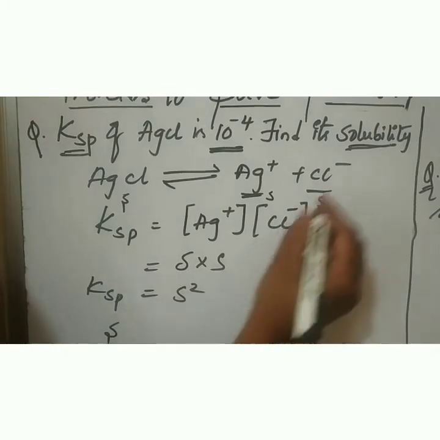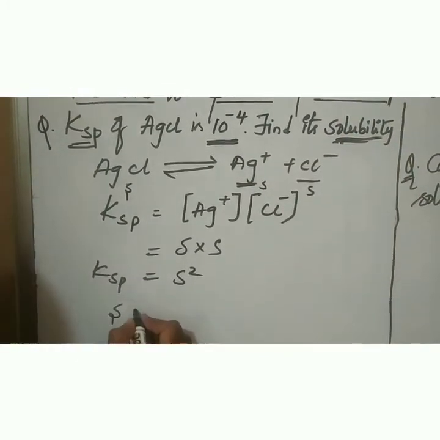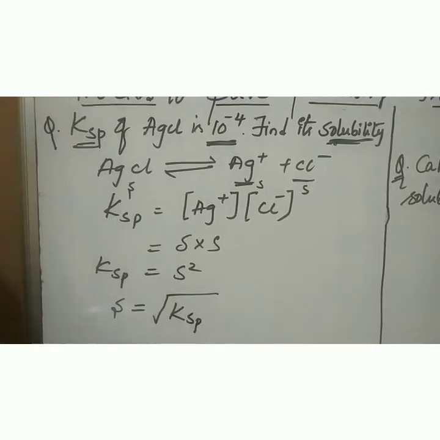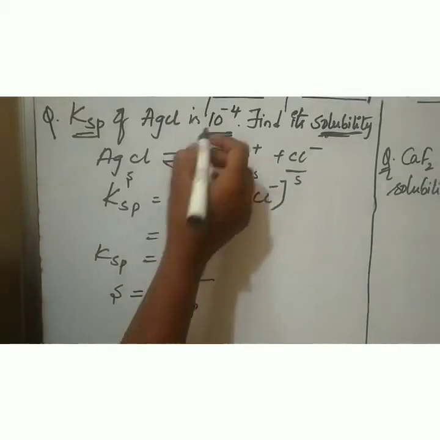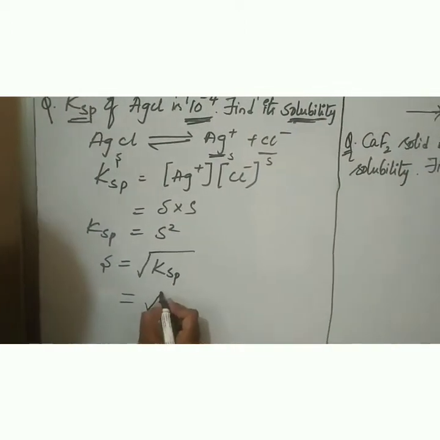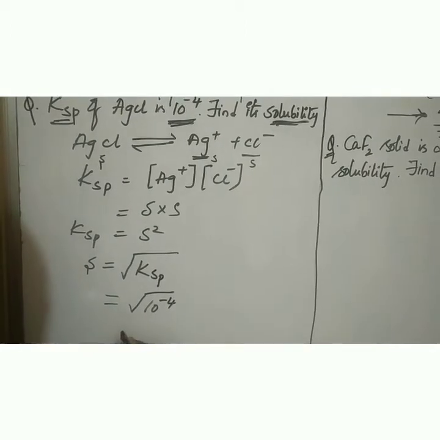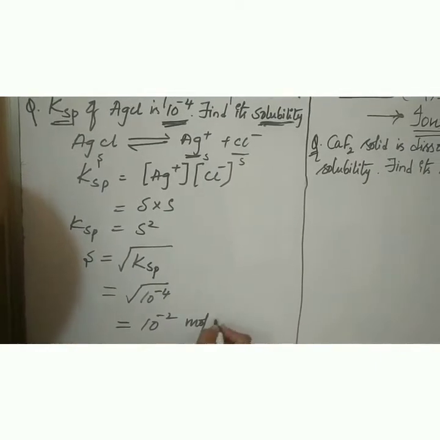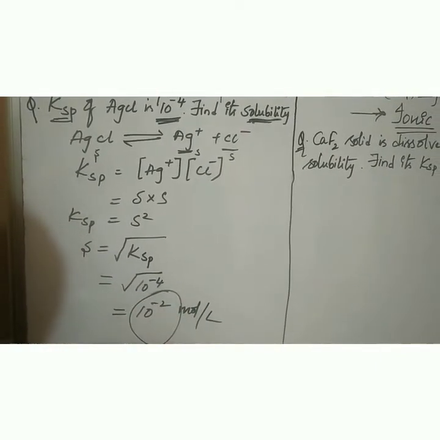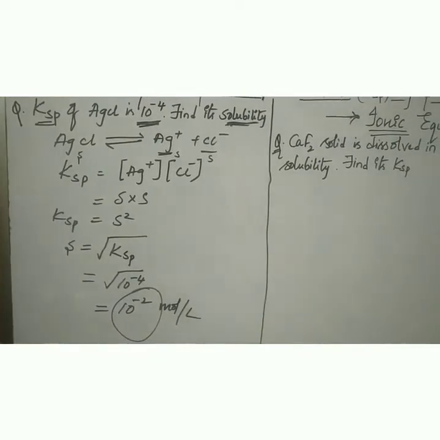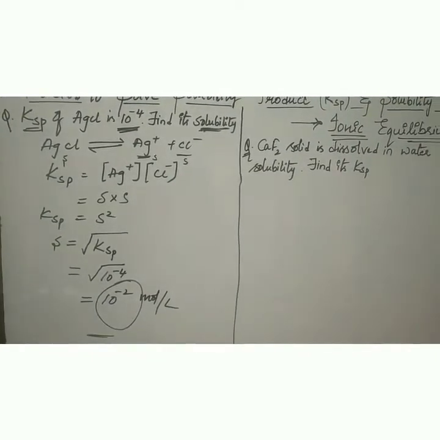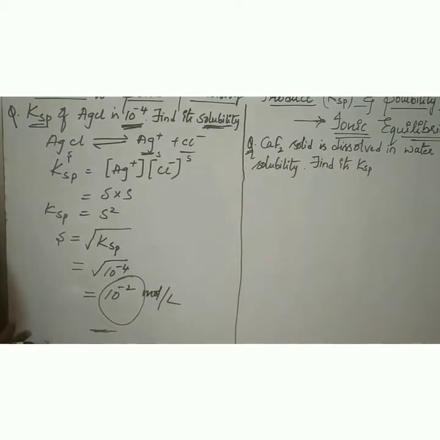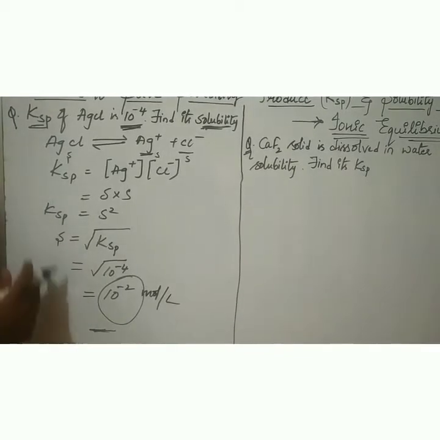Then we want to find the solubility. S is equal to the root of the solubility product. The given solubility product is 10 raised to minus 4. Root of 10 raised to minus 4, then the answer is 10 raised to minus 2 mole per liter. See how easy it is to find the solubility when the solubility product of AgCl is given. You can easily find the solubility of the given salt, so you can solve a number of questions this way.